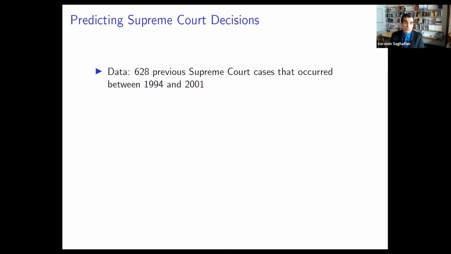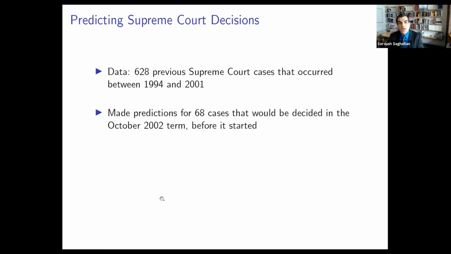Here, I just have one example for you, where the researchers used 628 previous Supreme Court cases. These are cases that occurred between 1994 and 2001. And they made predictions for 68 cases that would be decided later on in 2002. They put their predictions online so that people later on don't say that there was any cheating or other concerns. They removed those concerns by putting their predictions online before the cases went through the Supreme Court.